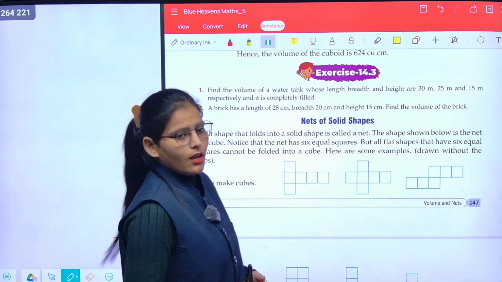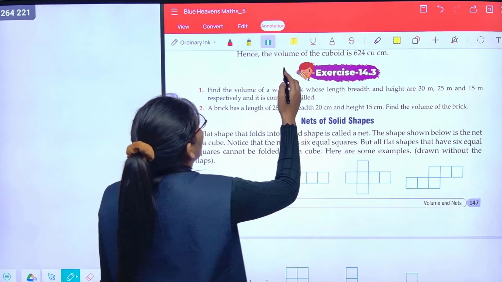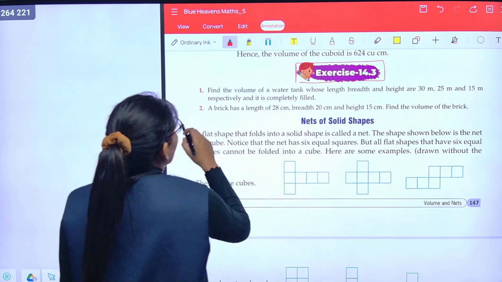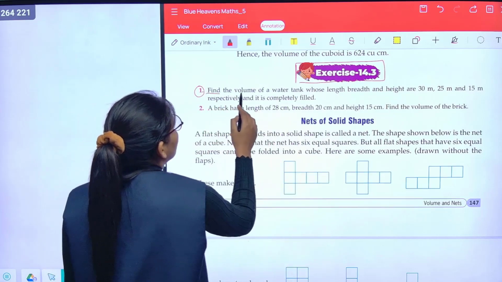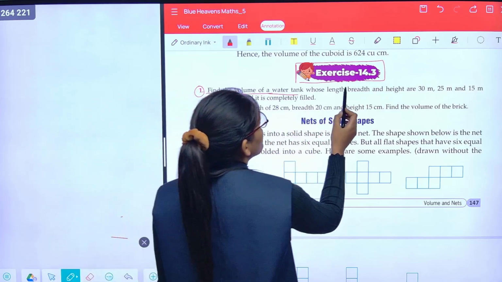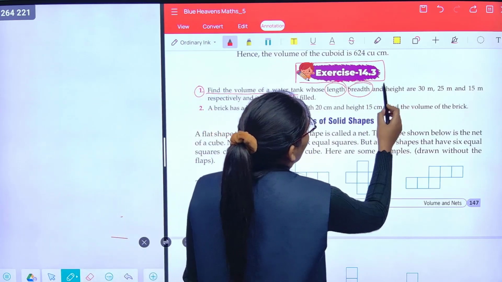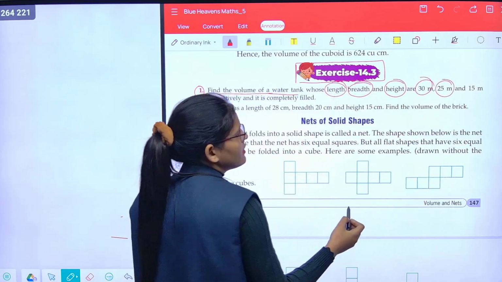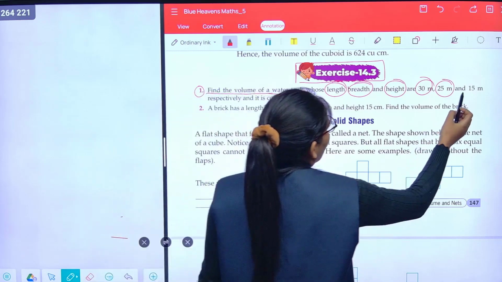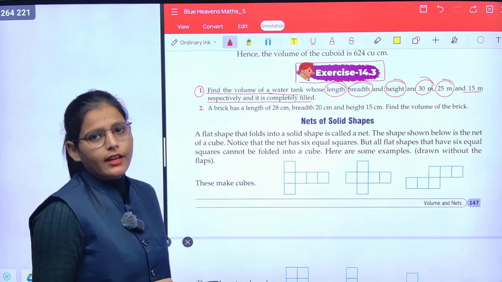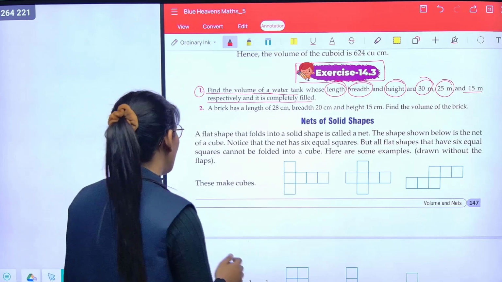Understand class? Now class, come on exercise 14.3. Now question number 1, find the volume of a water tank. हमें water tank का एक volume निकालना है class, whose length, breadth and height are 30 meter, 25 meter and 15 meter respectively, and it is completely filled. It is completely filled class.